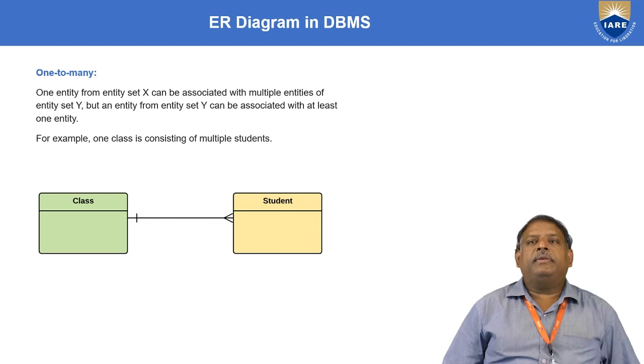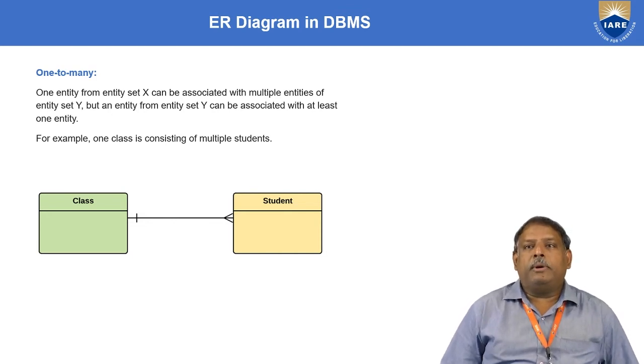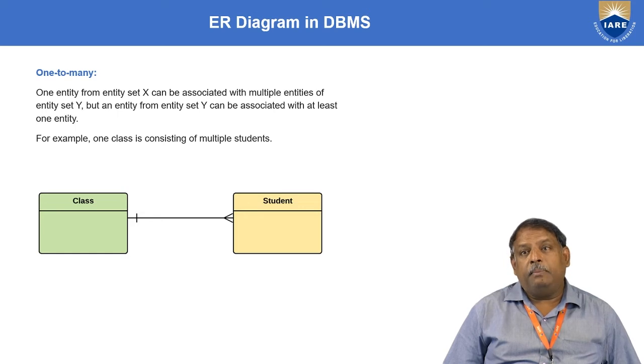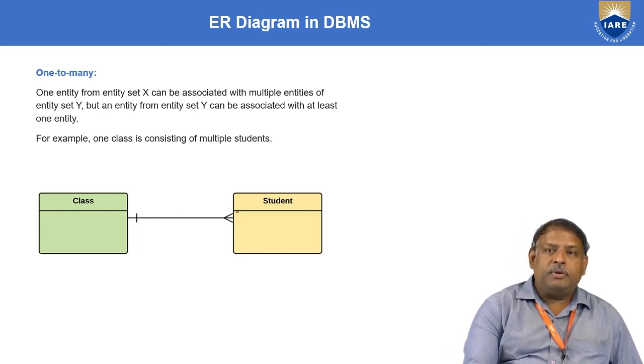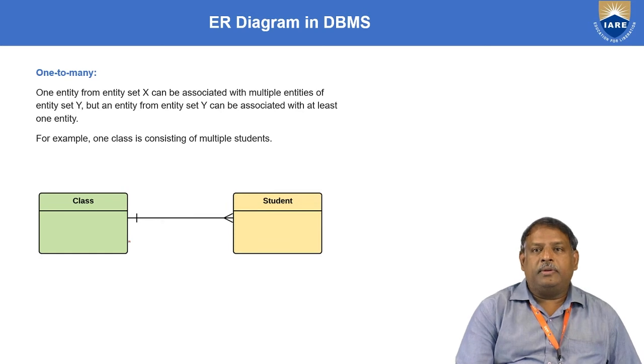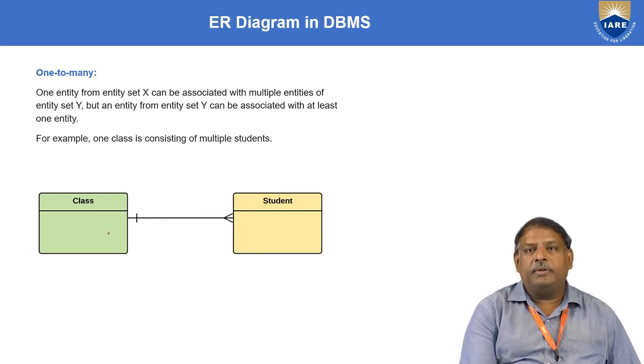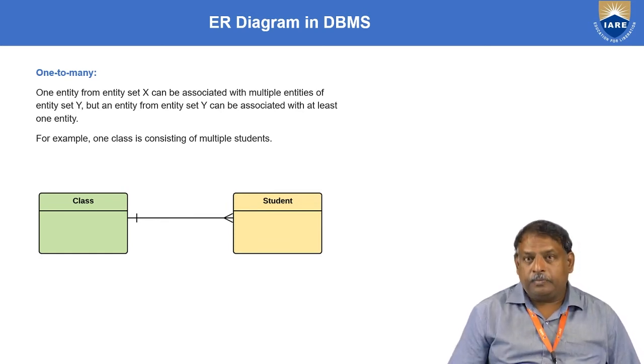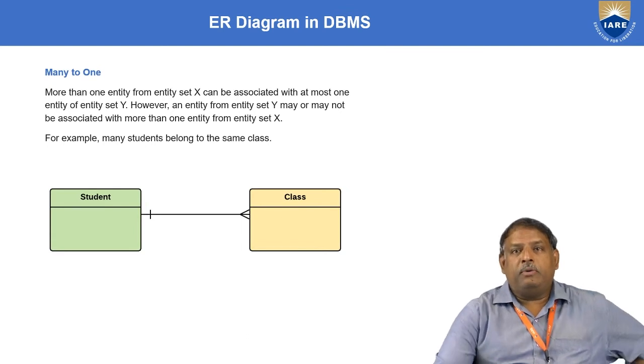One-to-many. One entity from an entity set can be associated with multiple entities of another entity set. But an entity from entity Y can be associated with at least one entity. For example, one class consists of many students. So many students can be in one class. Class will have many students. Okay, this is one-to-many.